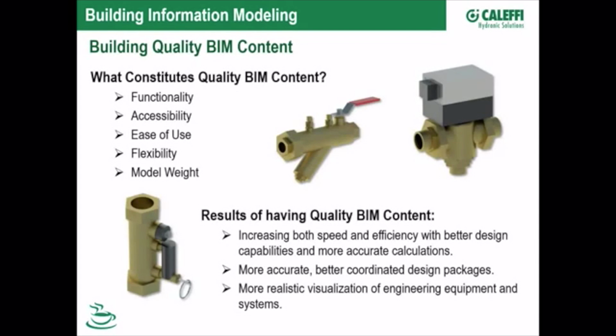So what constitutes quality content? Number one, functionality. This is the most important thing that defines quality content. You can have 95% accuracy with the geometry, and the identity data is there for identifying the piece, and the proper parameters there for specification. But if it doesn't function in the model, the content is useless to the user. He's not going to use it.